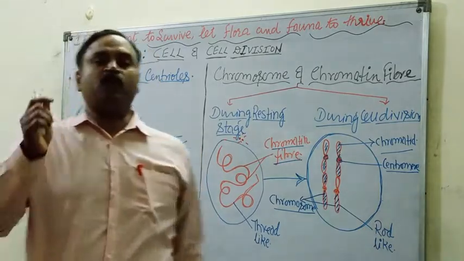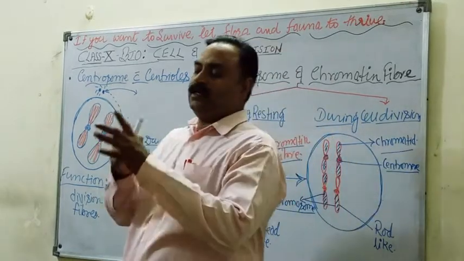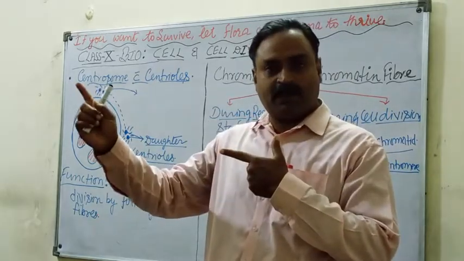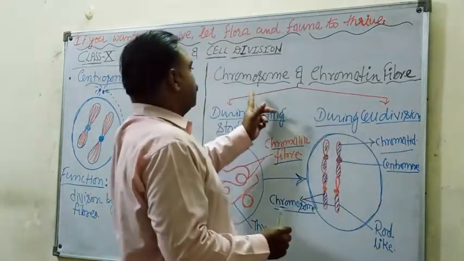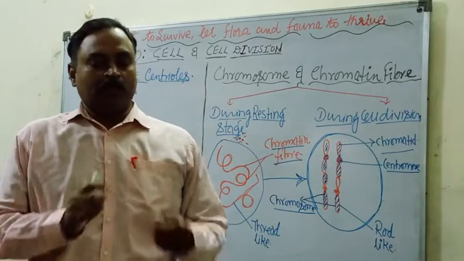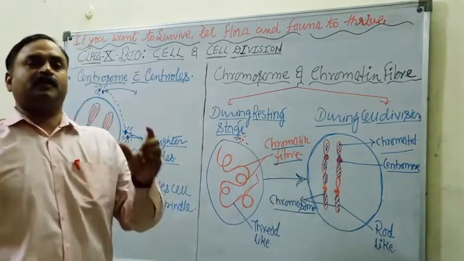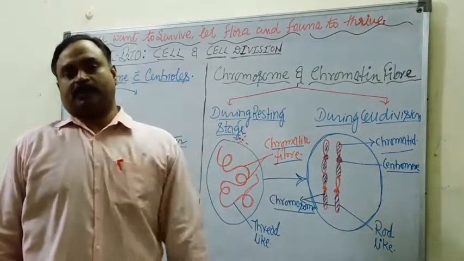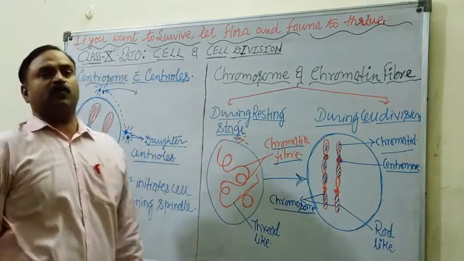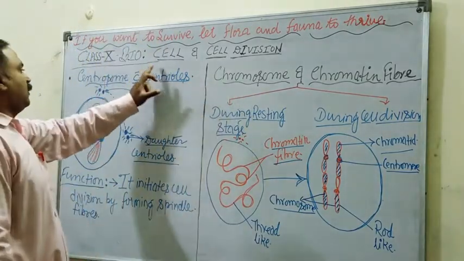We study only a few cell organelles which are important for your forthcoming chapters, like centrioles with centrosome, which helps you to learn the cell division chapter and genetics. Then chromosome and chromatin fiber help you to learn genetics. Then vacuole will help you in learning the forthcoming chapter in class 10, that is called osmosis. And chloroplast helps you in learning the forthcoming chapter of class 10th called photosynthesis. So I am going to introduce you to the important cell organelles of the cell chapter.